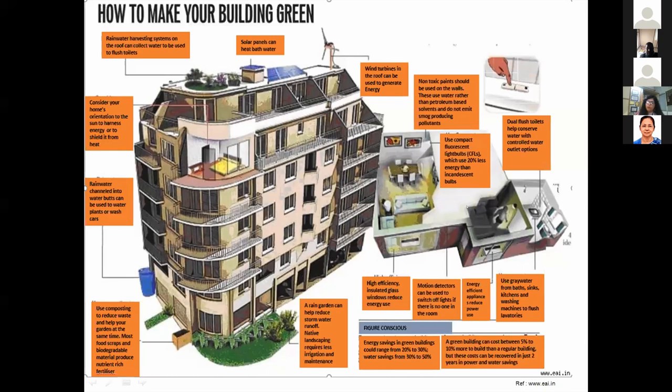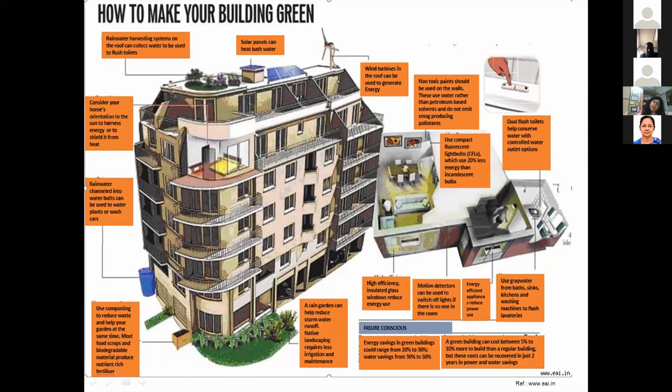If we talk about the washrooms, then dual flush toilets should be used, which help conserve water with controlled water outlets. High efficiency insulated glass windows reduce energy use. Motion detectors can be used to switch off lights if there is no one in the room. Energy efficient appliances reduce power use. Also, the gray water from the bath, sink, kitchen, and washing areas can be used for flushing the toilets. Apart from that, we can treat that gray water until it reaches the pollution control board norms, and we can use it for gardening purposes.